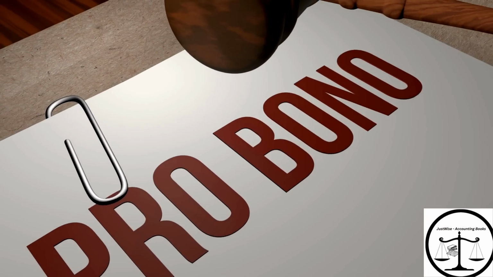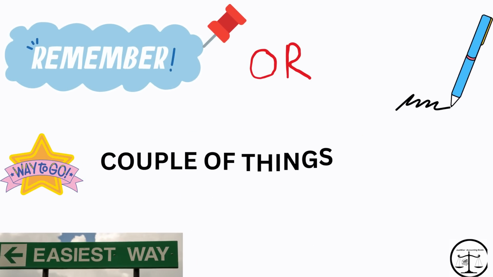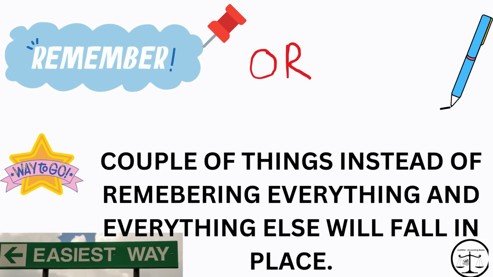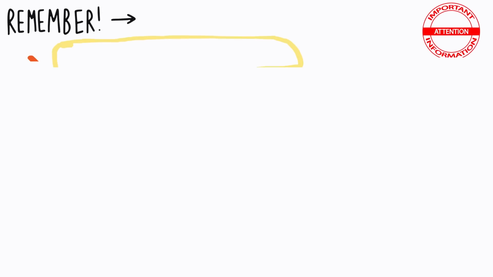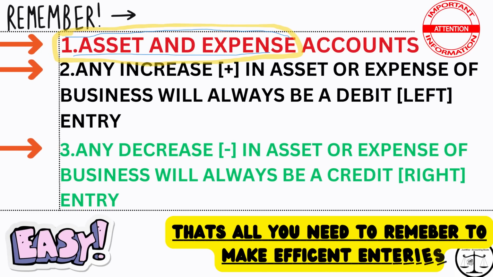So the easiest way to understand debit and credit entries is that instead of remembering everything, just remember this or write down these couple of things and everything else will fall into place. Just remember this and forget the rest. Assets and expense accounts. So just remember assets and expense accounts from the accounting equation or write it down.